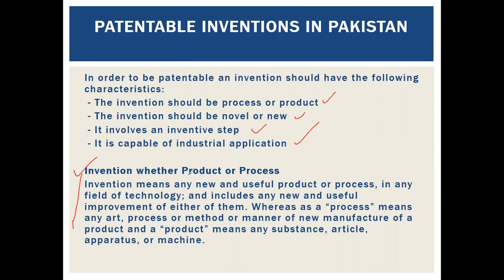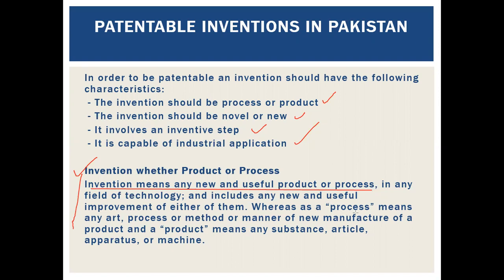Like the first is the invention, whether product or process. Read it. Look here. Invention means a new and useful product or process, in any field of technology, that includes any new and useful improvement of either of them. If we talk about a product, it means, in any field of technology or any industrial thing, that you are going to produce a new thing.